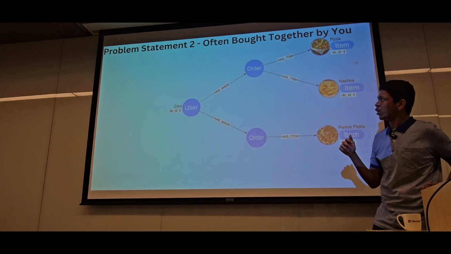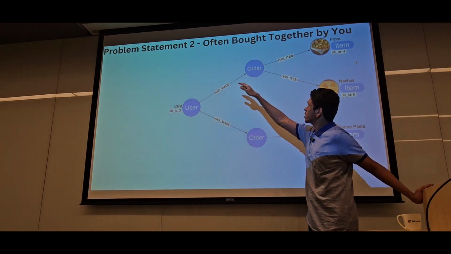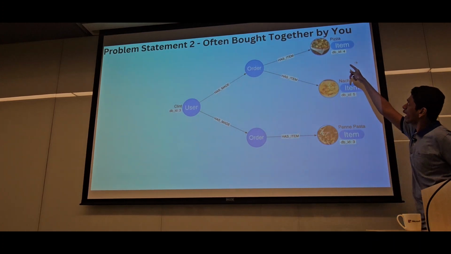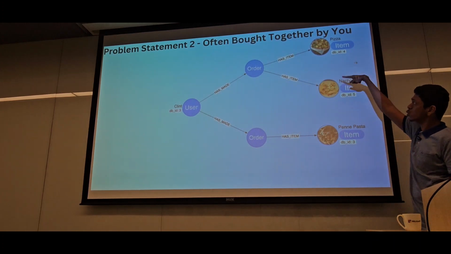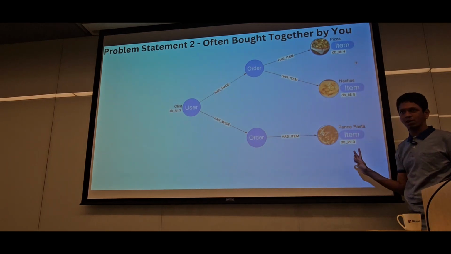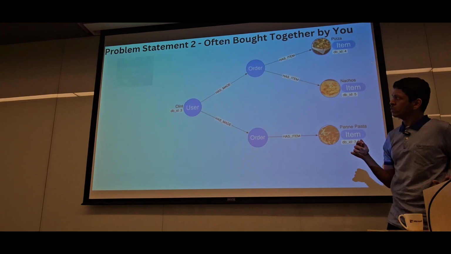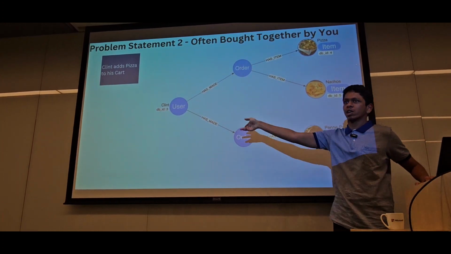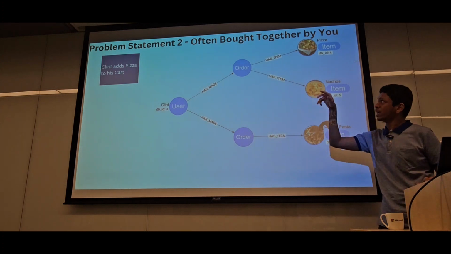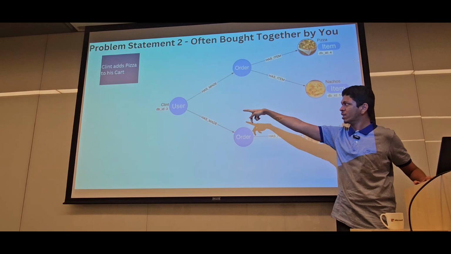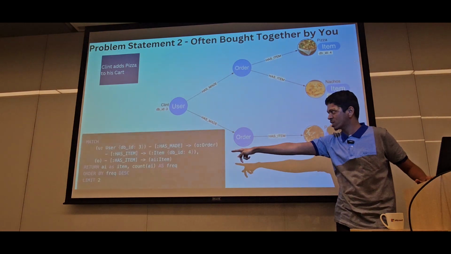Let's take a look at an example. Here we have a user client who has made 2 orders. In one order, he ordered pizza and nachos together. In the second order, he just ordered pasta. Now, the client opens the app and adds pizza to his cart. He adds pizza with database ID 4, and the client's database ID is 3. So we will run this query.